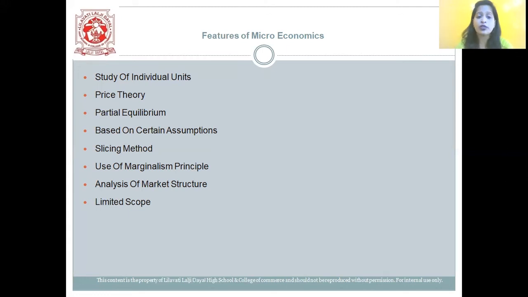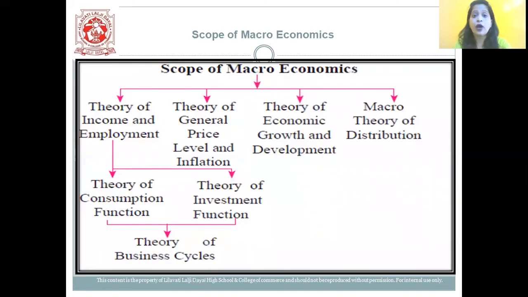6, use of marginalism principle. 7, analysis of market structure. And last one is limited scope. Let us now move on to the next slide that speaks about scope of macroeconomics.